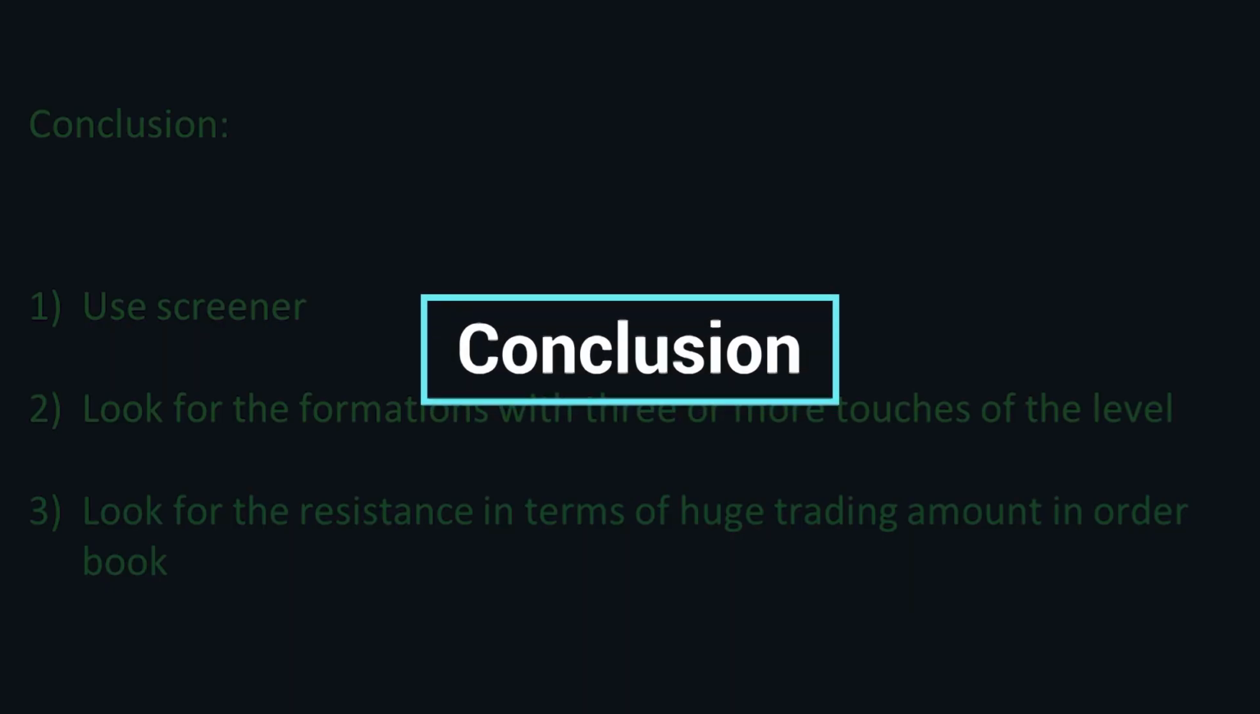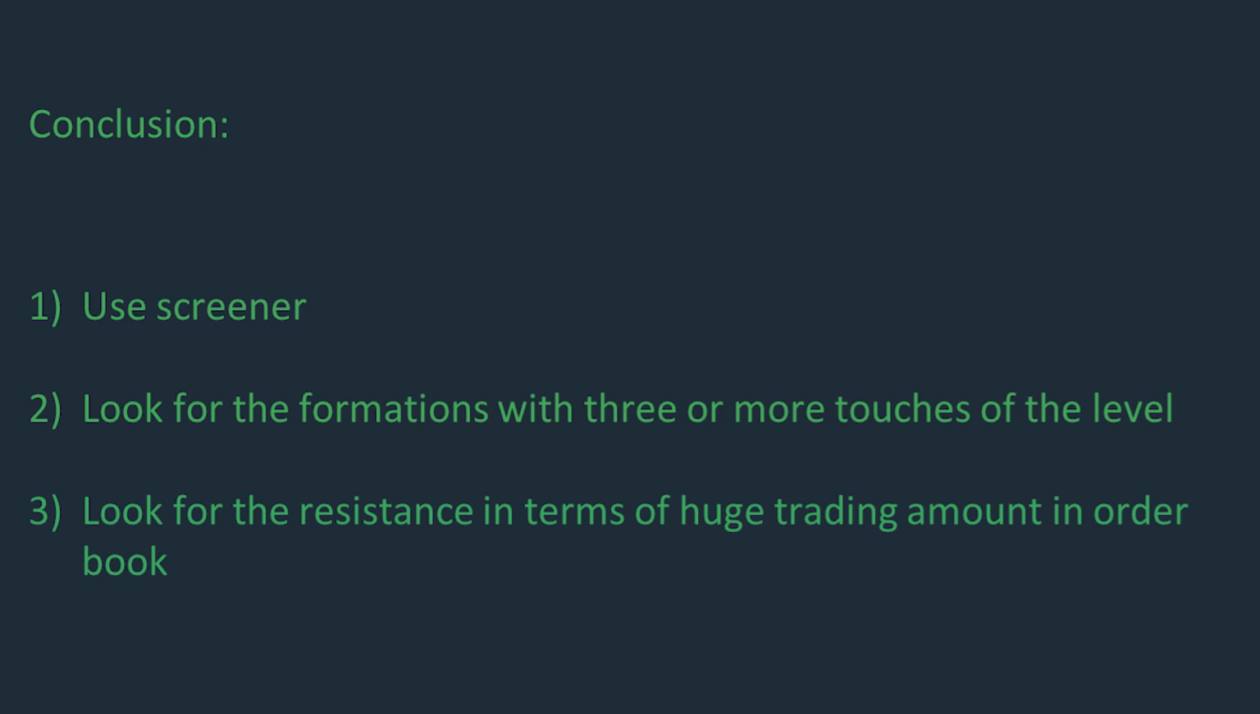Conclusion. First, use the screener to search for trade formations. Second, trade formations on the breakout are formed on the basis of the third approach to the level and having at least 1 hour of trading flat near it. Third, the order book should have a huge wall amount of resistance. The formation has to have huge trading activity.